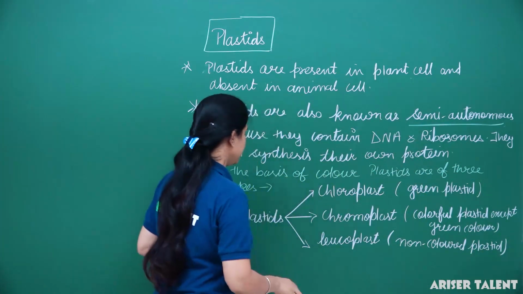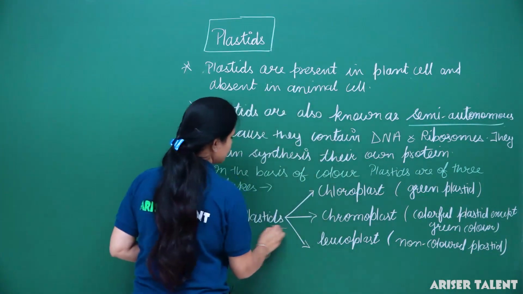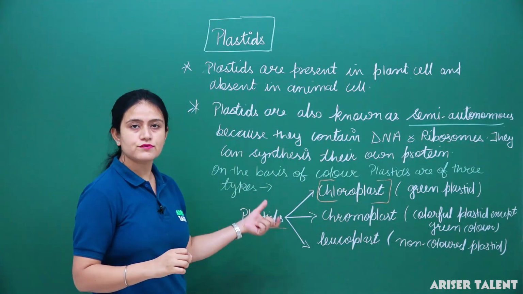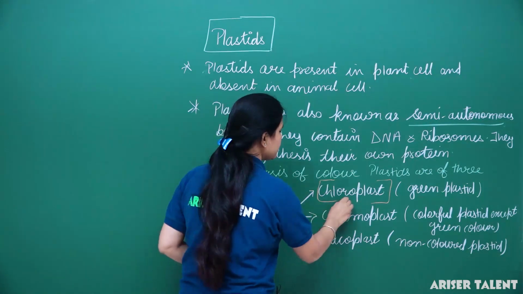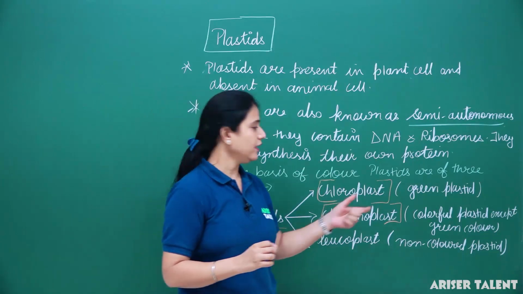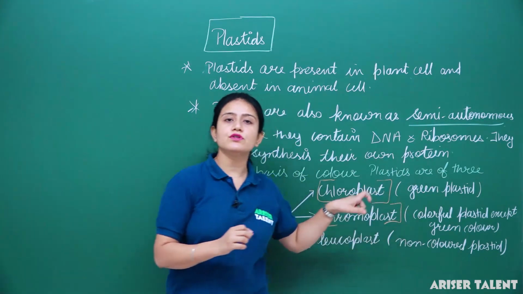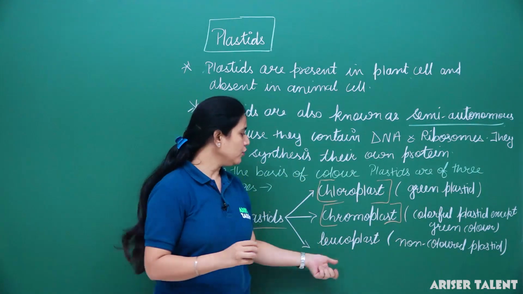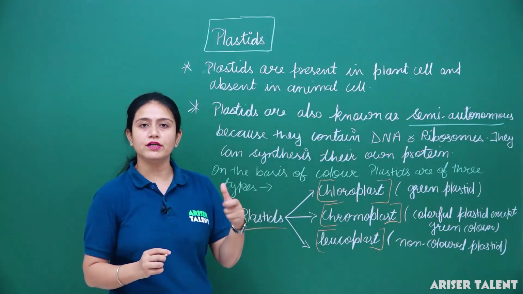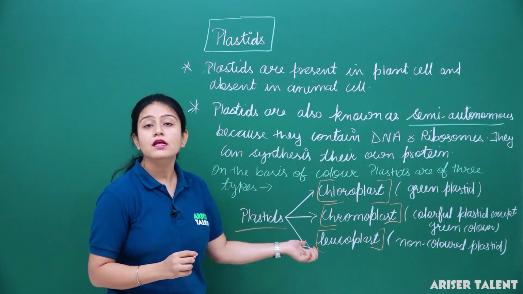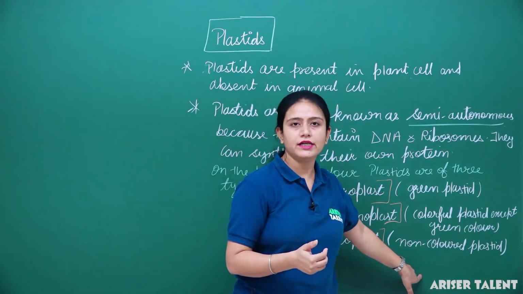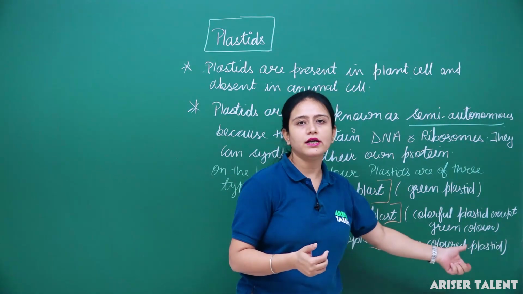So we can say that there are three types of plastids. What are they? Chloroplast, generally green in color and photosynthetically active. Next is chromoplast, which does not have green color, has different colors and is photosynthetically inactive. Leukoplast is generally present in the parts of the plant where food is stored. Thus the function of leukoplast is to store food, and it does not contain any color, so it is known as non-colored plastid.